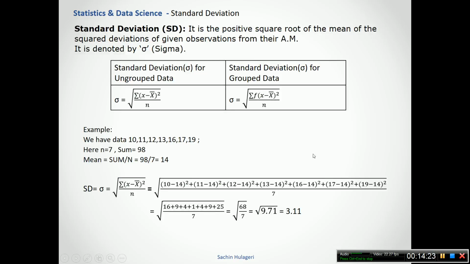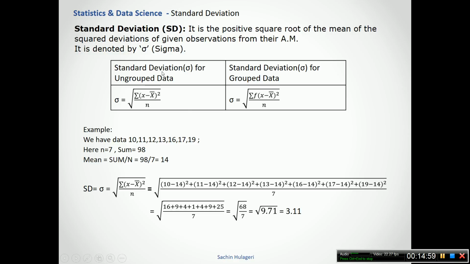So let's see the standard deviation. It's a very popular concept in statistics. Standard deviation is the positive square root of the mean of square deviations of given observations from their arithmetic mean. That means we take the deviation values from the arithmetic mean, how much each value deviates from the average value, then we take the square root of that. The positive value of that is called the standard deviation. It is denoted by sigma.